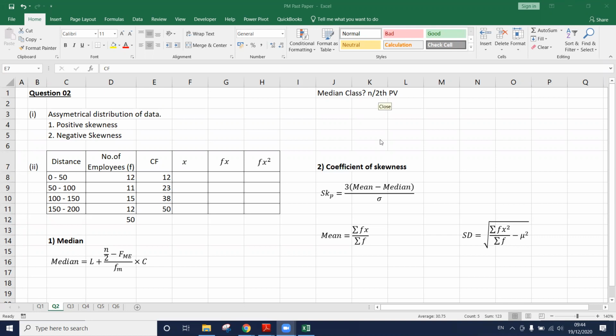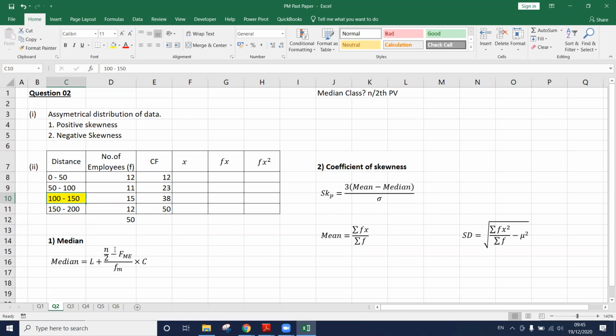අපේ 25 වෙනිය ඉන්නේ මොන class interval එකේද? Where is our 25th? 0 to 50 kilometers ගිහිල්ලා, then 23, 38 ඊළඟට මෙන්න මෙච්චර distance එක 100 to 150. එහෙනම් අපේ 25 වෙනිය ඉන්නේ මෙතන, between 100 to 150. Therefore this is our median class. මේක තමයි අපේ median class එක.